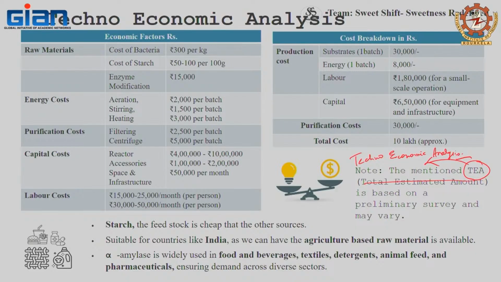For a country like India, as I said, we have a huge amount of agriculture-based residues available, through which we can generate alpha amylase. The potential applications are also much more when compared with food, beverages, pharmaceuticals, bio-type detergents and animal feed. That's why alpha amylase production is done on a huge scale in India, so it is fruitful.